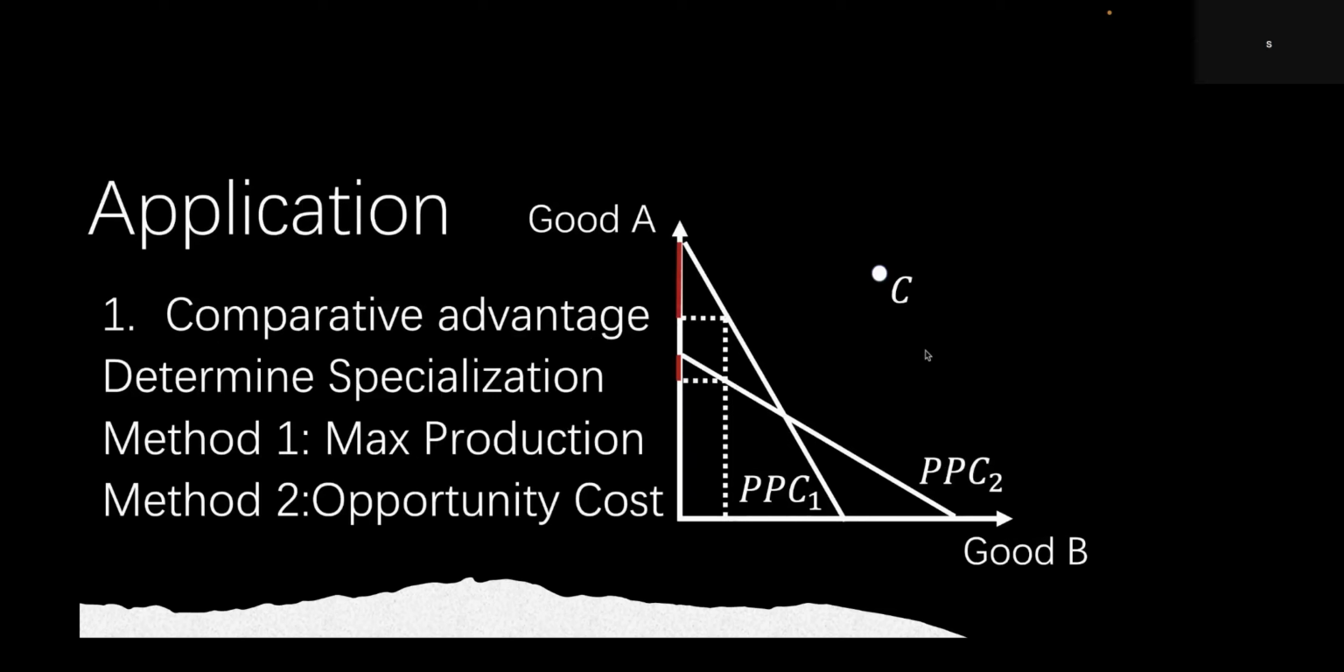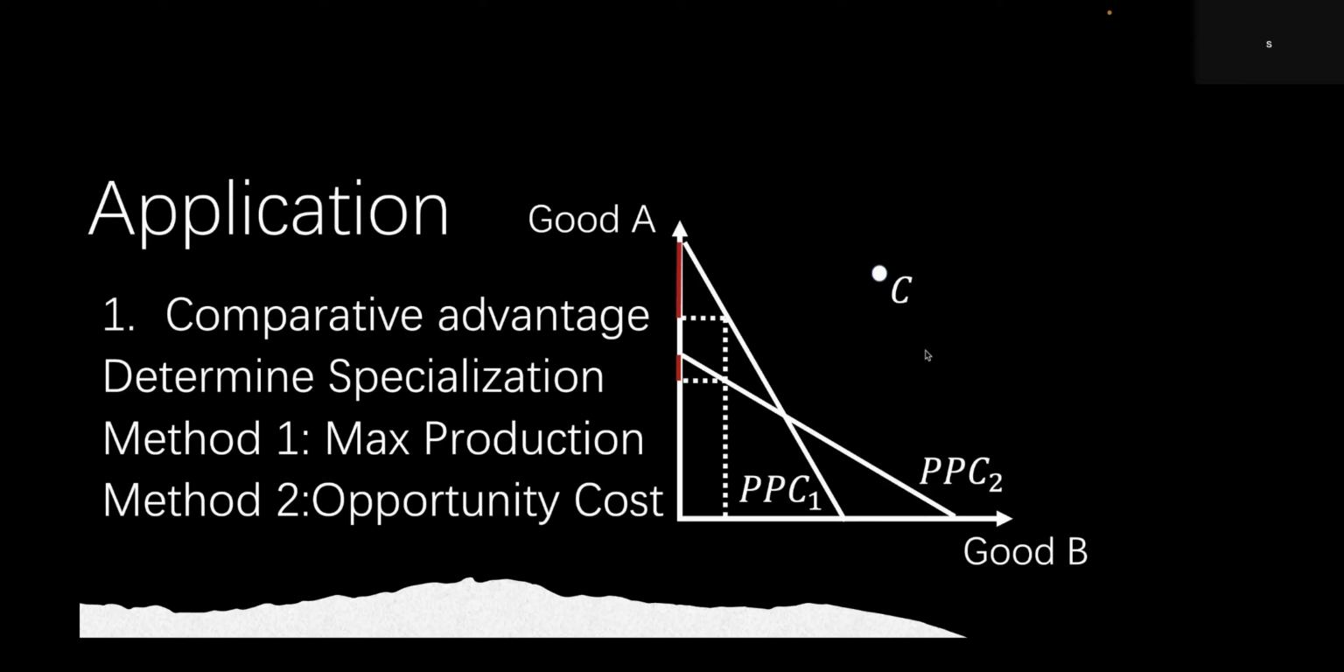Well, so now I will talk you through the application of our PPC. So the first application of the production possibility curve, or production possibility frontier, is that it provides a method to determine who should produce what in international free trade. The whole process is called specialization, and it is based on comparative advantage.